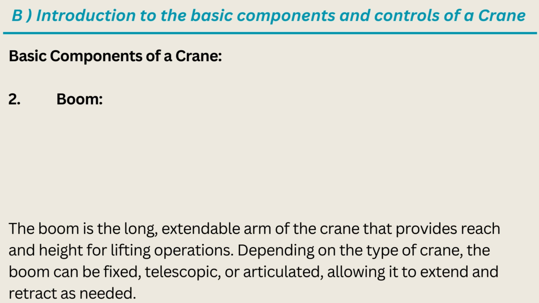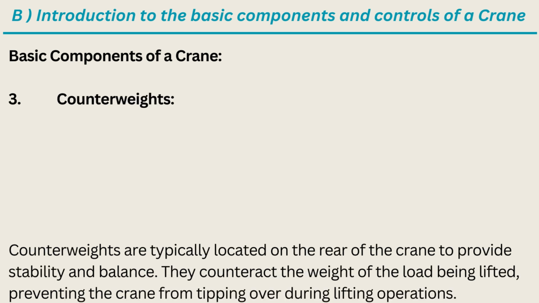2. Boom. The boom is the long, extendable arm of the crane that provides reach and height for lifting operations. Depending on the type of crane, the boom can be fixed, telescopic, or articulated, allowing it to extend and retract as needed. 3. Counterweights. Counterweights are typically located on the rear of the crane to provide stability and balance.